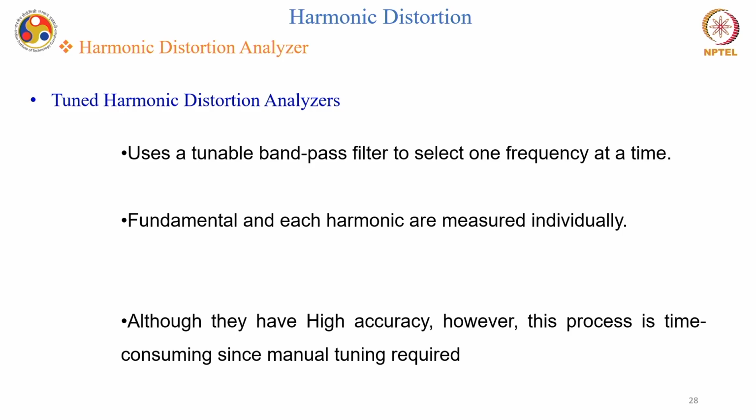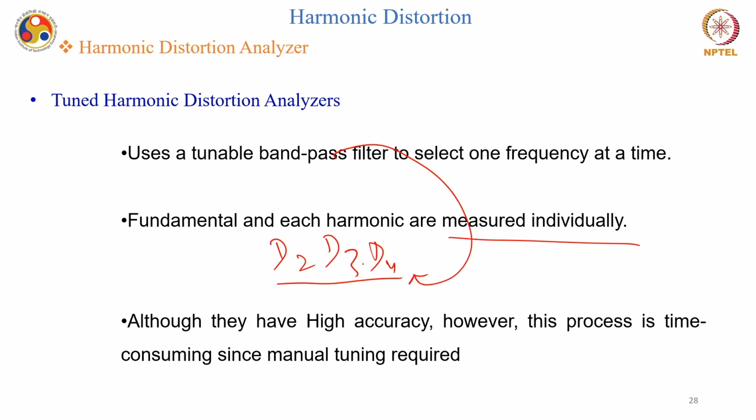Okay. Let us understand the tuned harmonic distortion analyzer. As the name suggests, it uses a tunable band pass filter to select one frequency at a time, and the fundamental and each harmonic component, D2, D3, D4, okay, all are measured individually. Okay. Although they have very high accuracy, the process is time consuming because you have to tune this filter every time, as you want to measure all these harmonics individually. All right. So, the process becomes very, very slow.